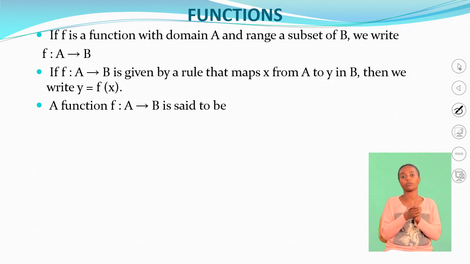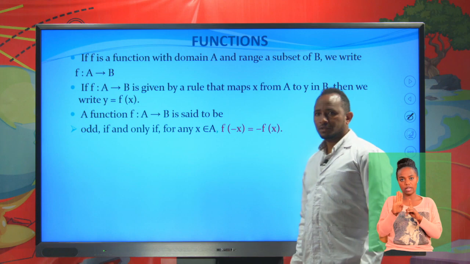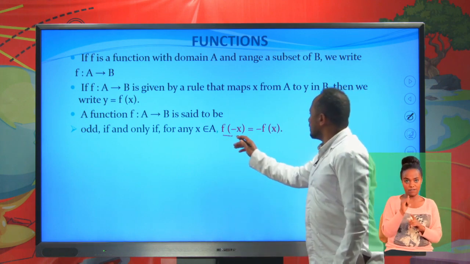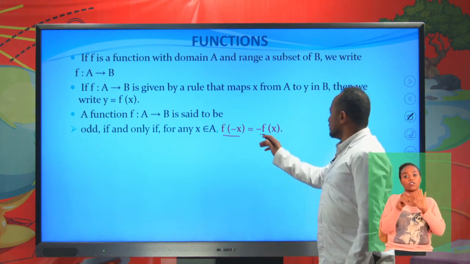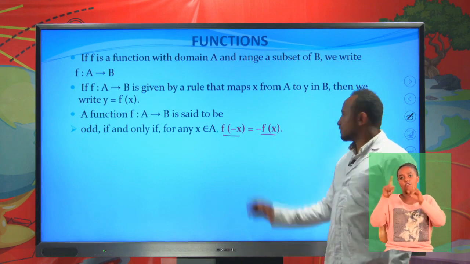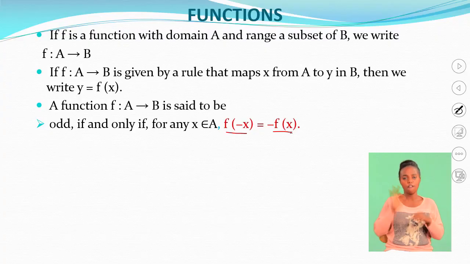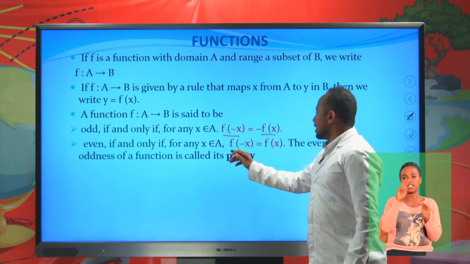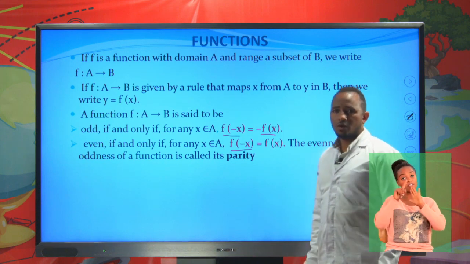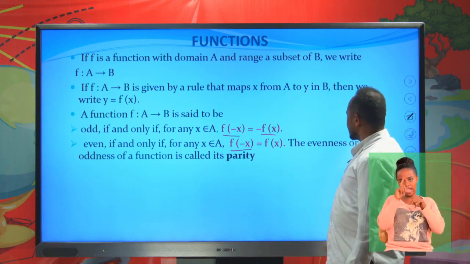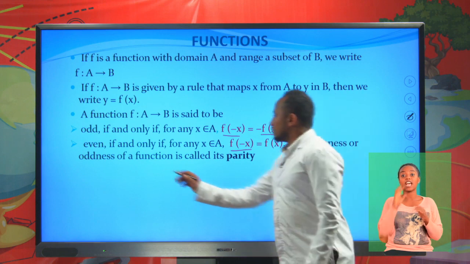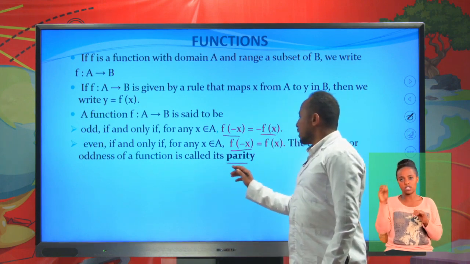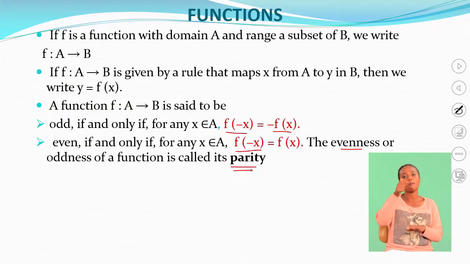A function f from A to B is said to be odd if f of negative x is equal to negative of f of x. If it satisfies this, the function will be odd. And a function is even if and only if f of negative x is equal to f of x. The evenness and oddness of a function, we call the parity of that function.